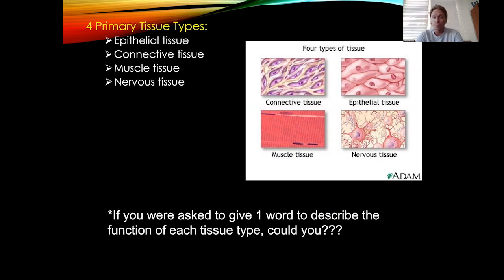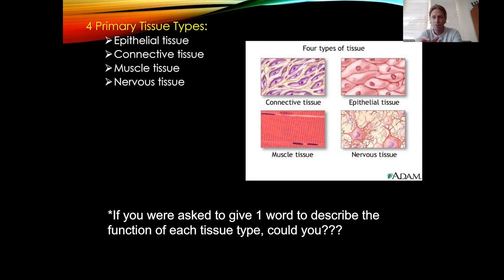All right, so there's only four types of tissue, so all the tissue that makes up you can be categorized in these four categories. So there's epithelial, connective, muscle, and nervous, and you can probably guess what a lot of these are going to do. Epithelial tissue is mostly going to be used for creating a border or boundary somewhere. You could think about the epidermis of your skin. That is epithelial tissue. That's creating a border or boundary between the rest of your tissue and the outside environment.